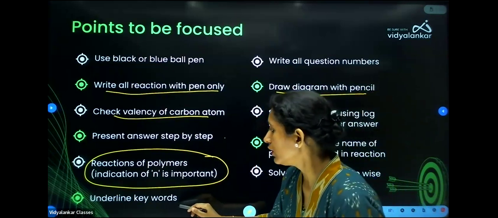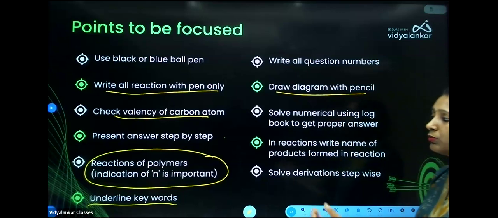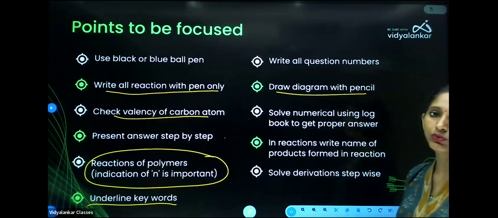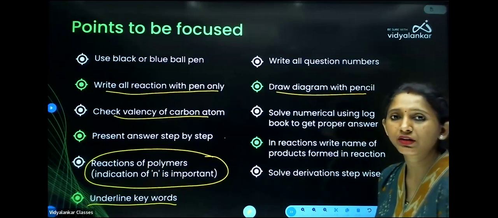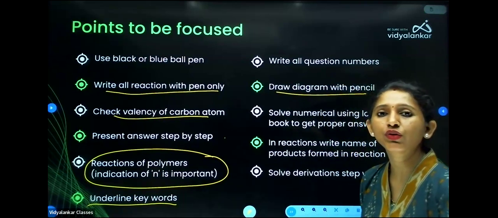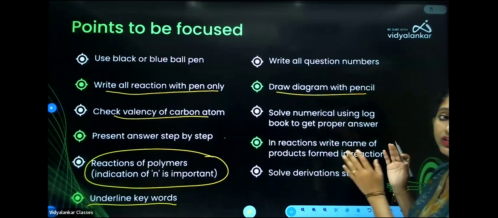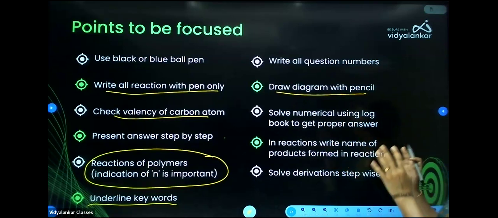With that, if you underline the keywords of those points, it will help the examiner to understand whether you are correct or wrong. So underlining the keywords is very much important again. So these are the points which you are expected to focus on.